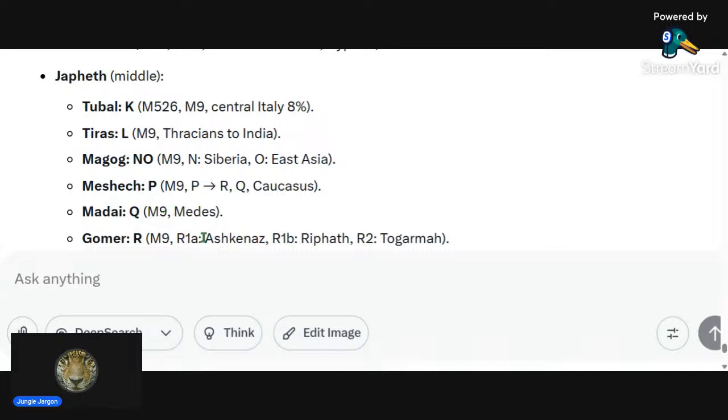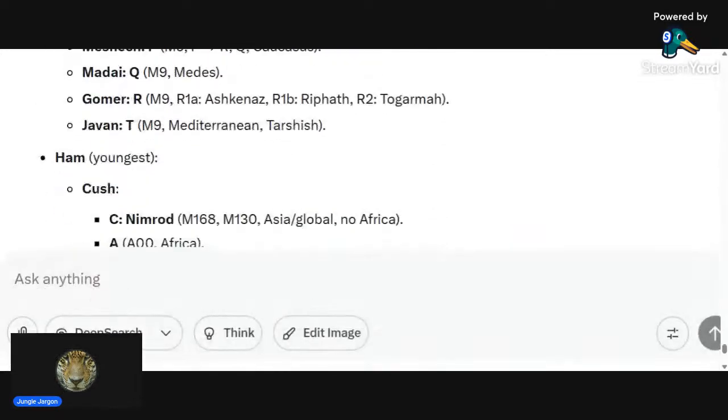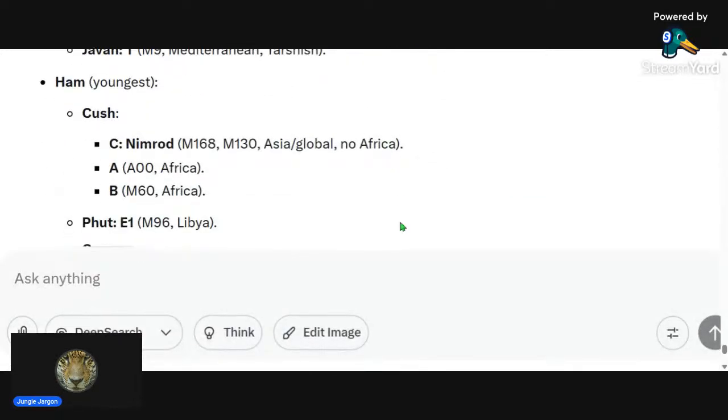But of course they're just sharing an SNP marker with their brother. M89, Q is M89, Gomer's M9, M9, M9. Oh, Tubal is M9 too. There. So that's consistent. And Gomer's R1A Ashkenaz, R1B Riphath, R2 Togarmah. It's a matter of trying to understand what it is trying to say, sometimes, half the time.